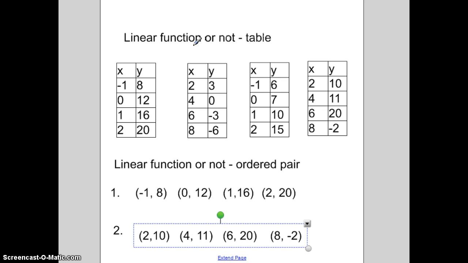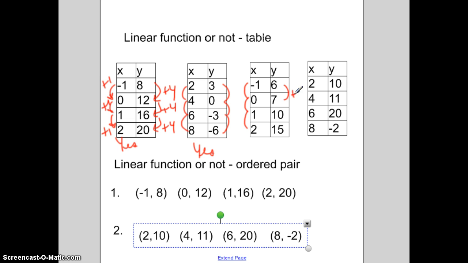Linear function or not, using the table. Basically we need to look at the changes. Here it grows by 1, here it grows by 1, and this one grows by 1 as well. This one grows by 4, grows by 4, and this also grows by 4. As long as it stays consistent on each side, this is 1, 1, 1, 4, 4, 4, yes, it is a linear function. Grows by 2, 2, 2, so we're okay on that side. 3, 3, and 3, we're okay on this side. Yes. Grows by 1, 1, 1.